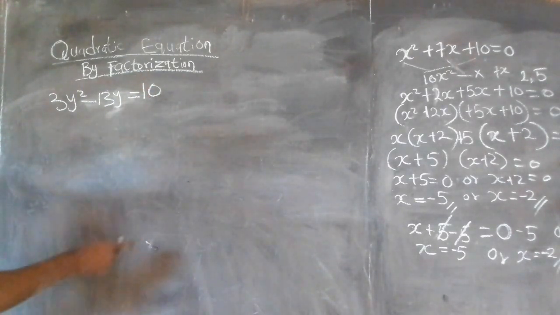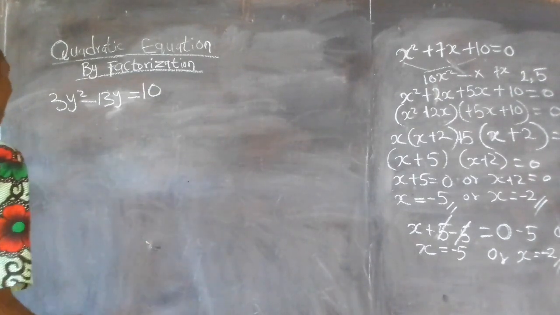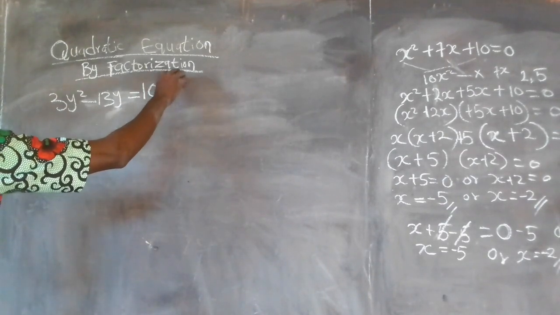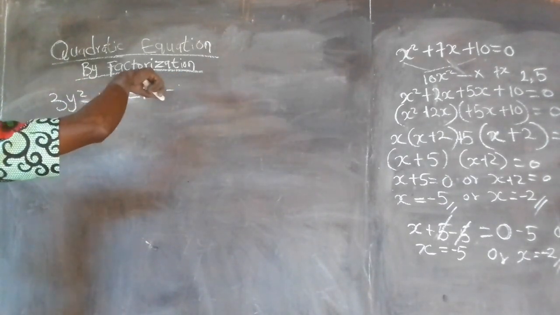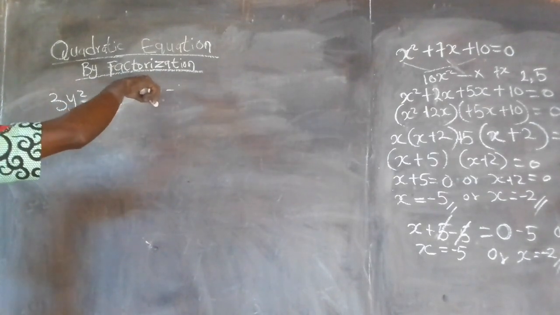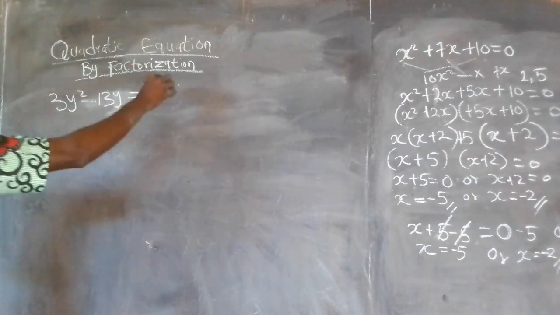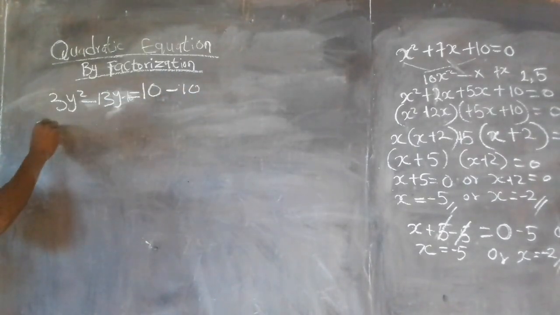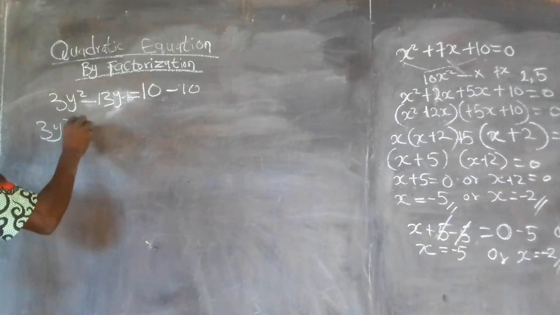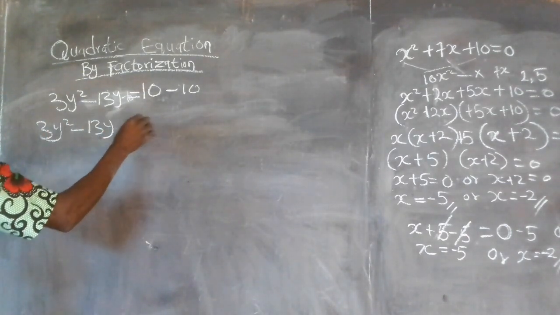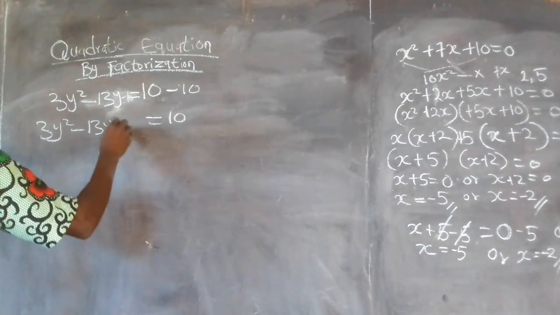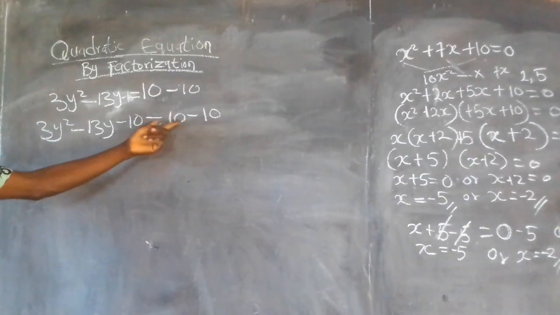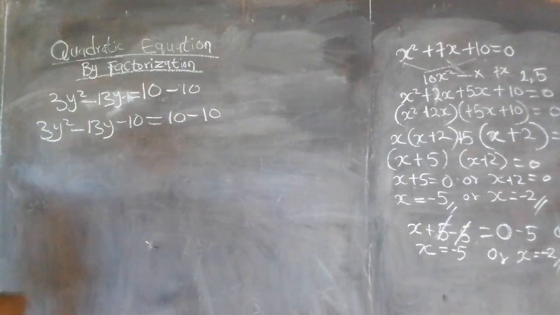So you either use the two methods I taught you in example number 2. You can use the elimination method by eliminating this 10. Look for a number that can eliminate this 10. That will be minus 10, so you place it on both sides. So 3y squared minus 13y is equal to 10. You add minus 10 here and minus 10 here to eliminate this 10.